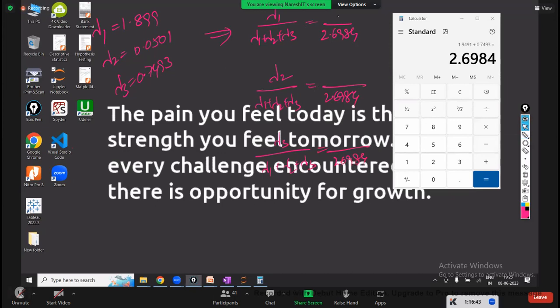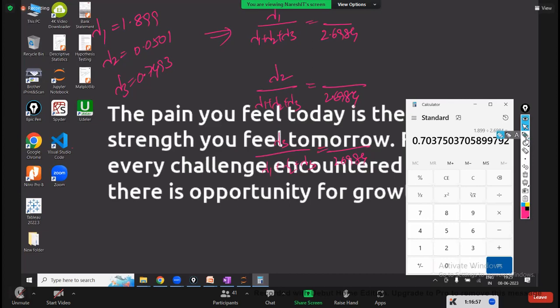Now, let us see the first one. That is 1.899 divided by 2.6984. What is the result? 70.3%. 1.899 divided by this one is 70.3%. This is having 70% weightage. Lambda 1 is having 70% weightage.